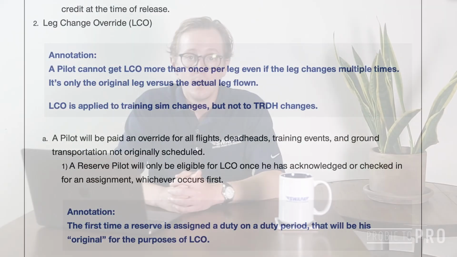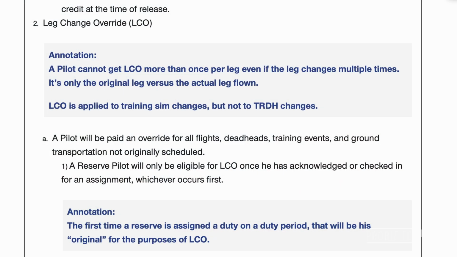There are also some exceptions for reserve pilots. For all the details on LCO, please refer to the compensation section of the contract, it's section 2, or the SWAPA scheduling handbook. The contract section 2 Juliet shows all the details about LCO and other overrides. Some overrides are presented on the trip sheet, but others, including LCO, only show up on the payroll report.